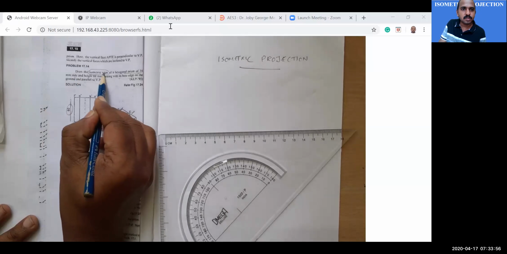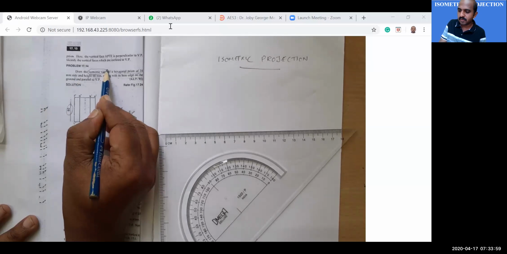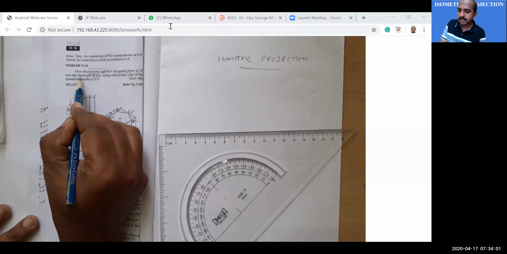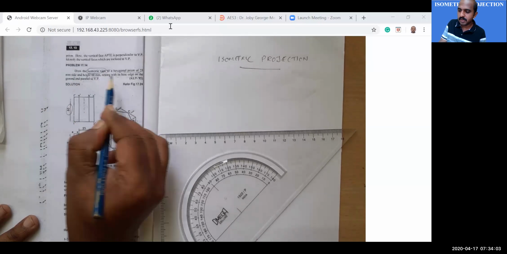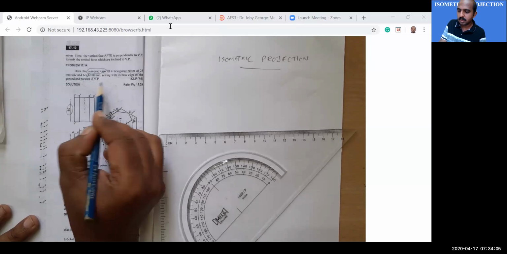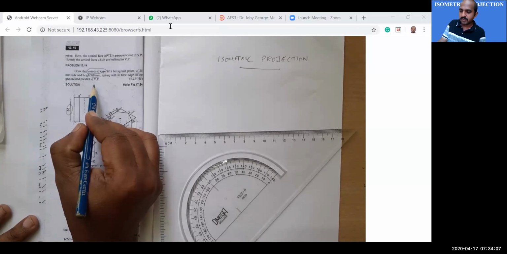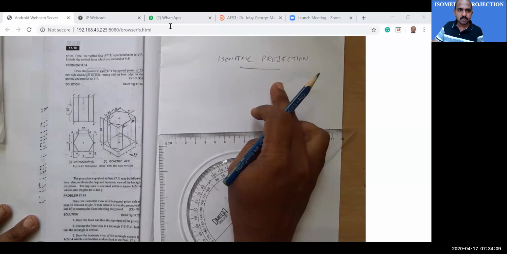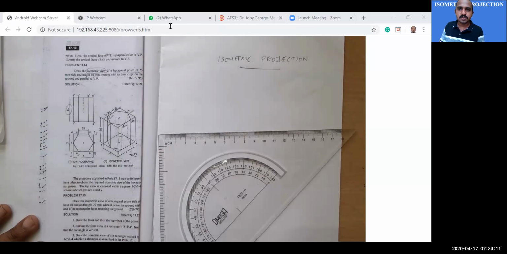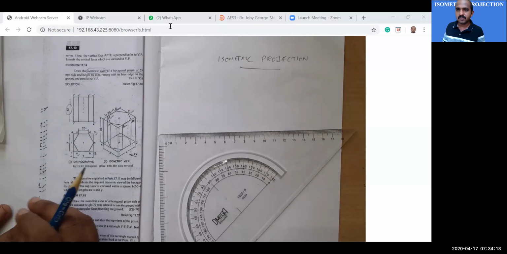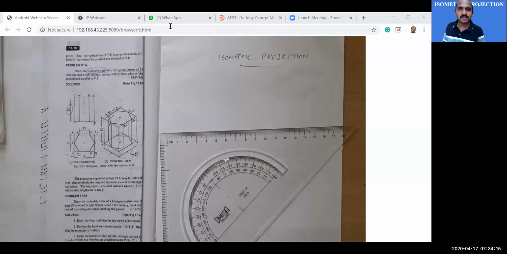We will go for the isometric projection of a hexagonal prism of 25 mm side and height 60 mm, resting with its base edge on the ground and parallel to VP. So, if the question is isometric projection, first you draw the isometric scale. That is the important thing.